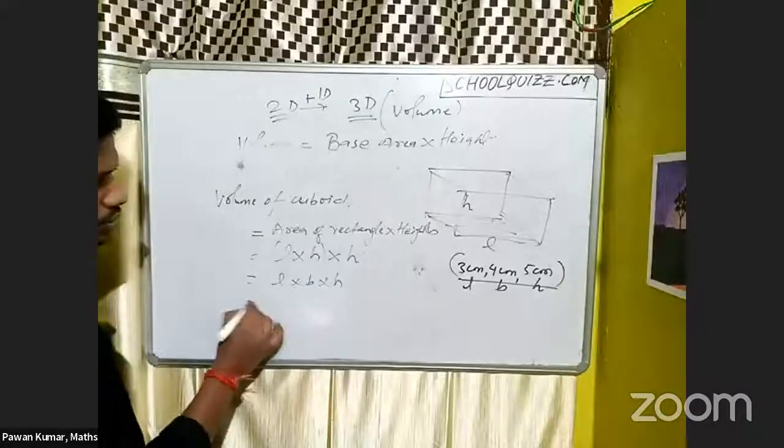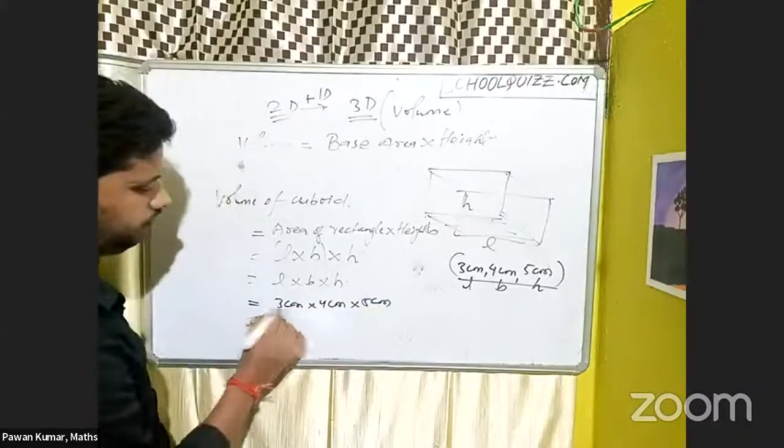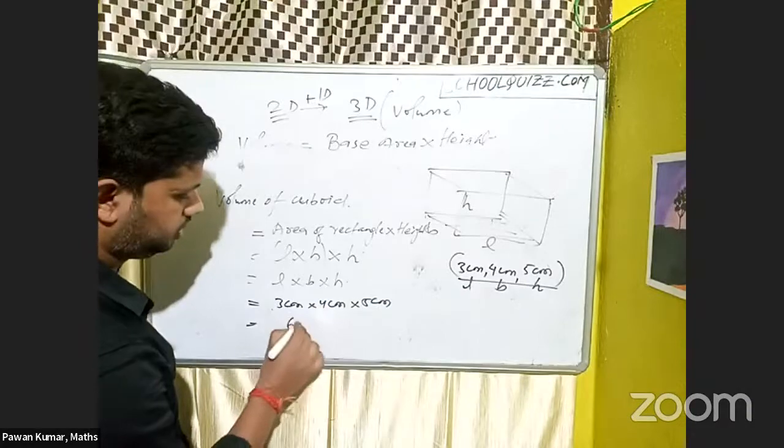Sir, 60. 3 centimeter into 4 centimeter into 5 centimeter. Basically 3 4s are 12, 12 5s are 60 centimeter cube.